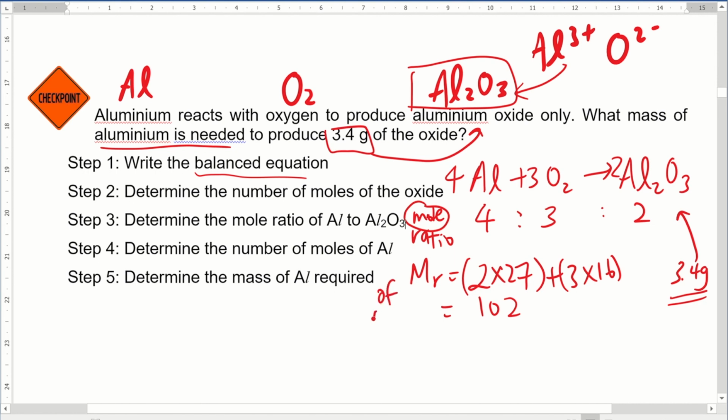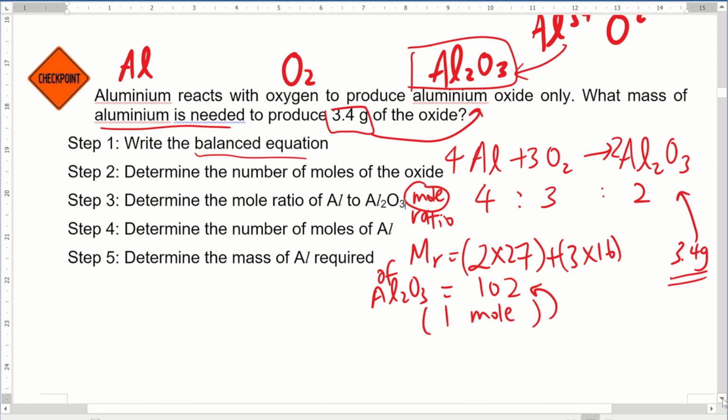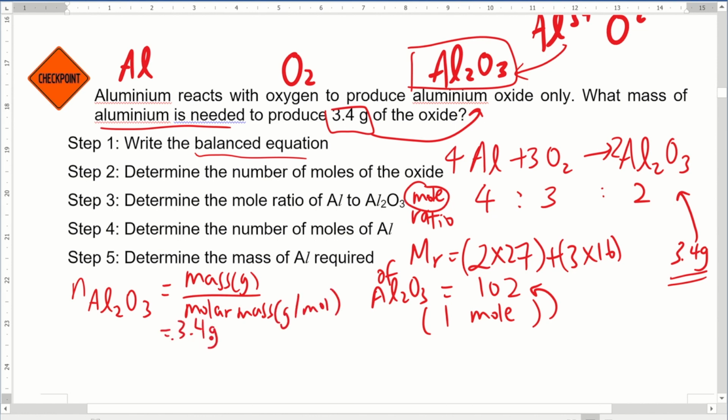Now this molar mass of aluminium oxide refers to 1 mole, only 1 mole. So I need to calculate the number of moles in 3.4 gram. I use the formula, step 2. The number of moles of aluminium oxide will be mass over molar mass. So mass is 3.4 gram divided by 102 gram per mole.